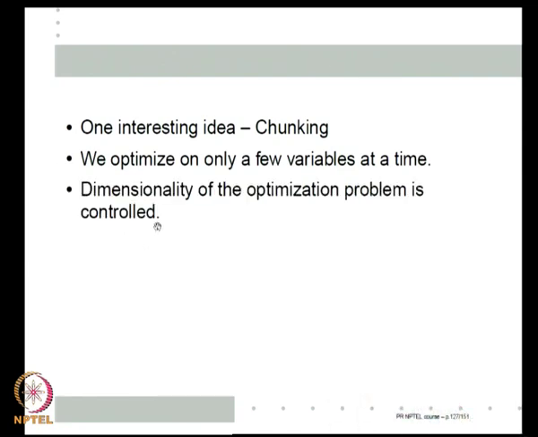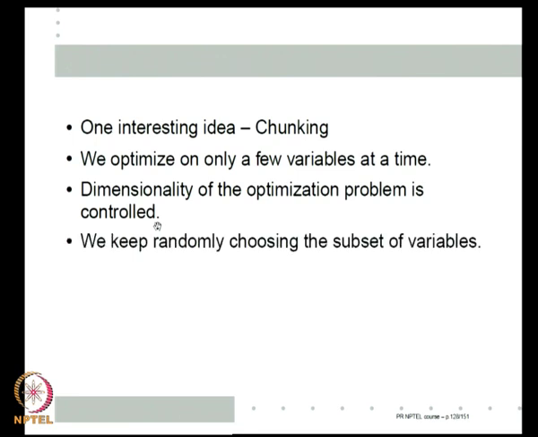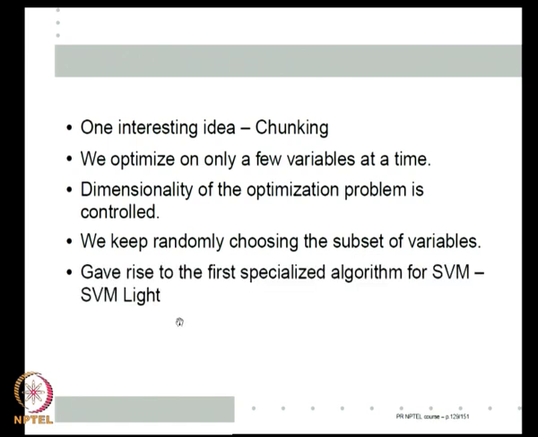We optimize on only a few variables at a time, which allows the dimensionality of each optimization problem to be small, and at each iteration we choose a subset of variables. Of course, we have to use some proper heuristics to decide how to choose. As long as all variables keep coming into the set being optimized again and again, essentially chunking works. This basic idea gave rise to the first specialized and very efficient algorithm for solving SVM, which is called SVM Lite.